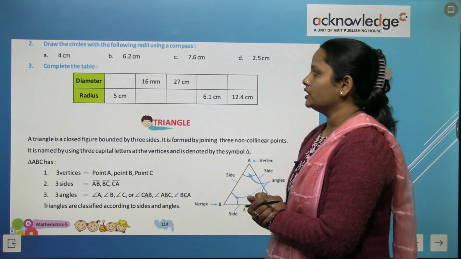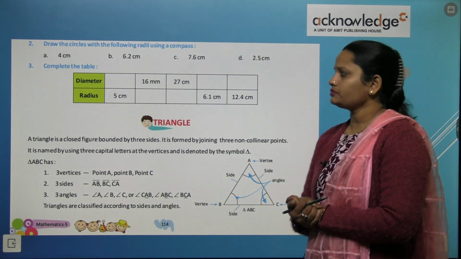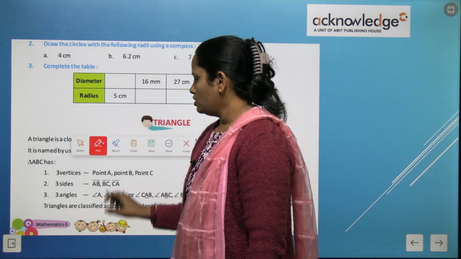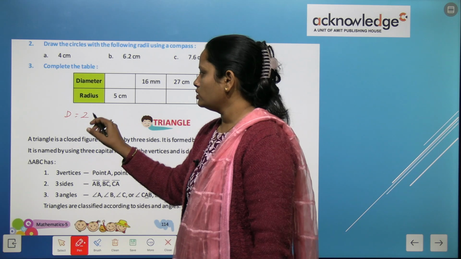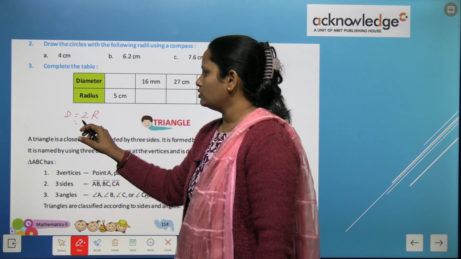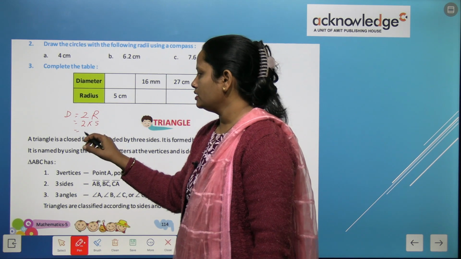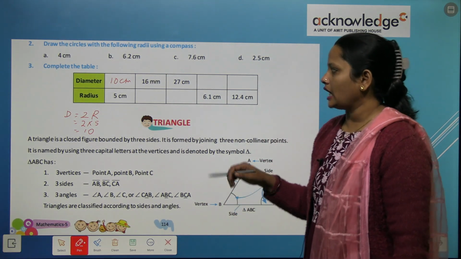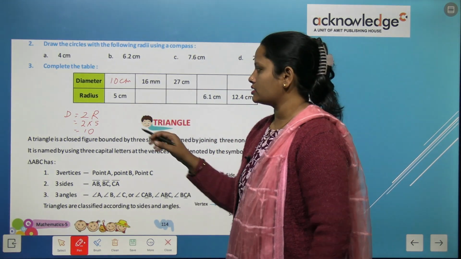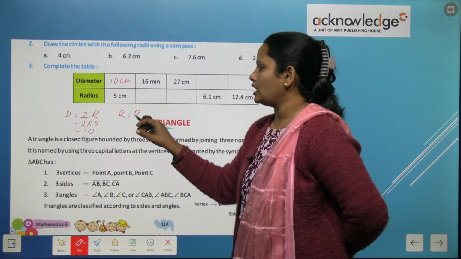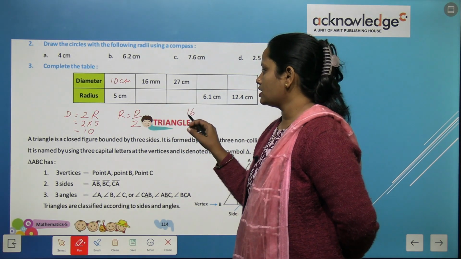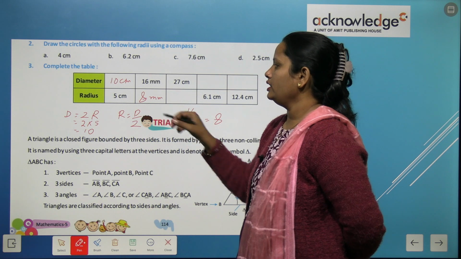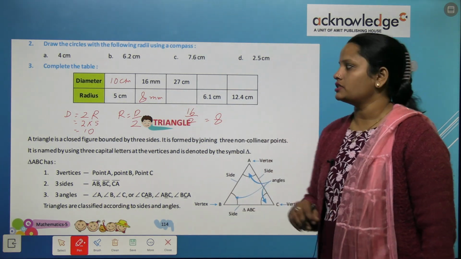Now here we have to complete the table. So diameter is not given. We have the radius is given here. So here the formula of diameter is 2r. So radius is given. So 2 multiply 5, it will be 10. So it's 10 centimeter. Similarly, यहाँ पे diameter दिया है. You have to find out the radius. So radius is equal to diameter upon 2. So diameter is 16 upon 2 will be 8. So here the radius will be 8 millimeter. Similarly, you have to find the answer of the rest.